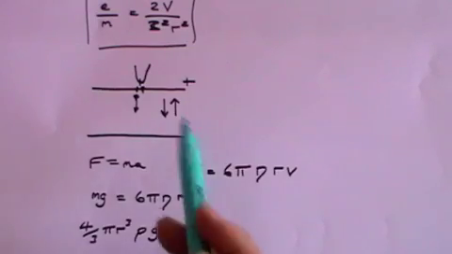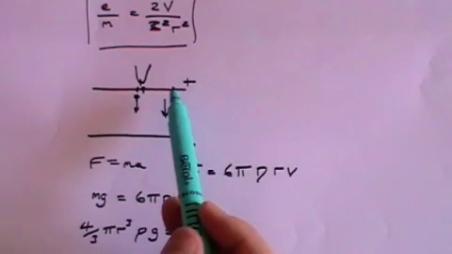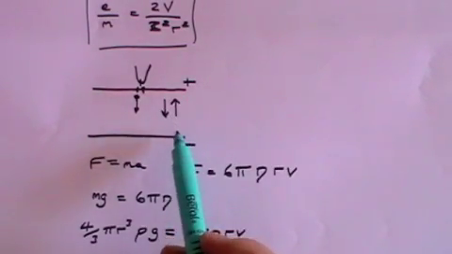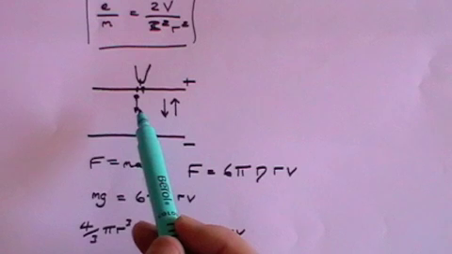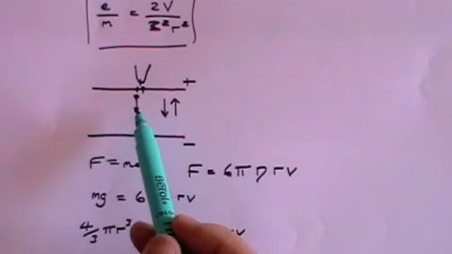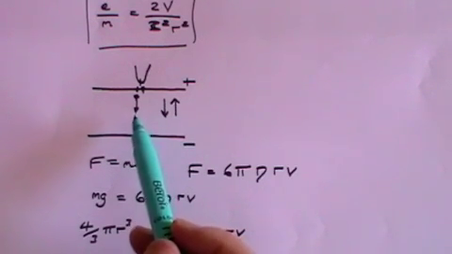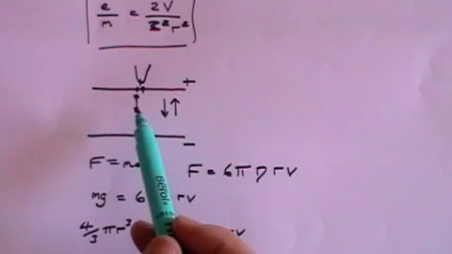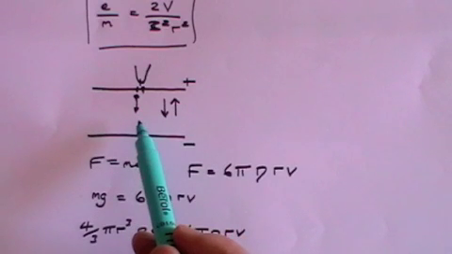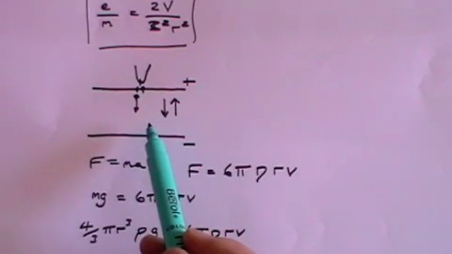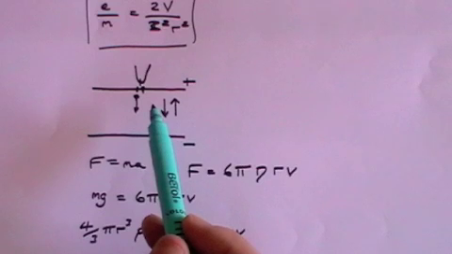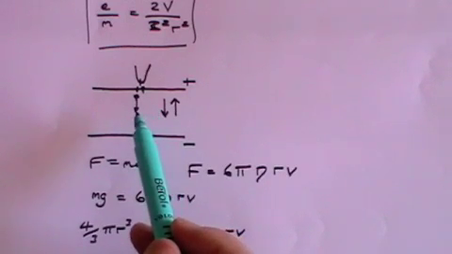And now we're going to ask ourselves the question, what happens when we turn on this field? Remember, before we turn the field on, this particle is falling. It reaches a terminal velocity. When it's at the terminal velocity, its gravitational force downwards is being balanced by the viscous force upwards, and that means it doesn't accelerate anymore, but it continues to fall at a constant velocity.